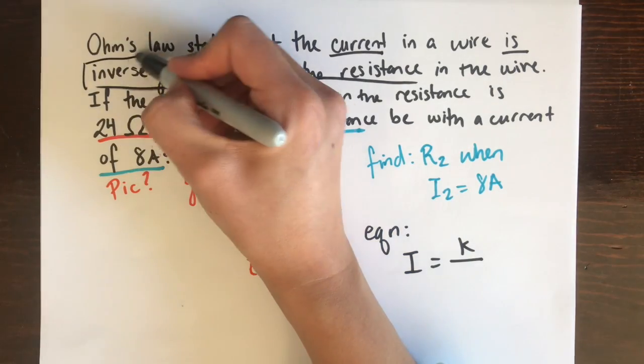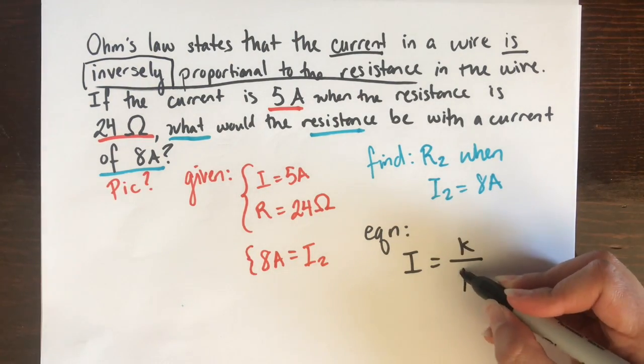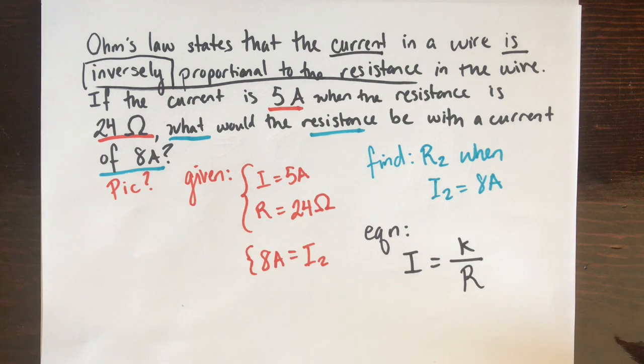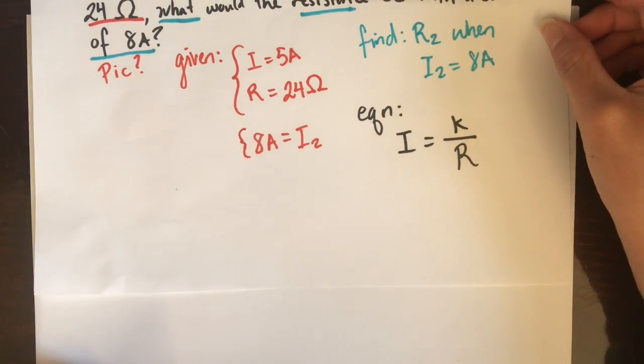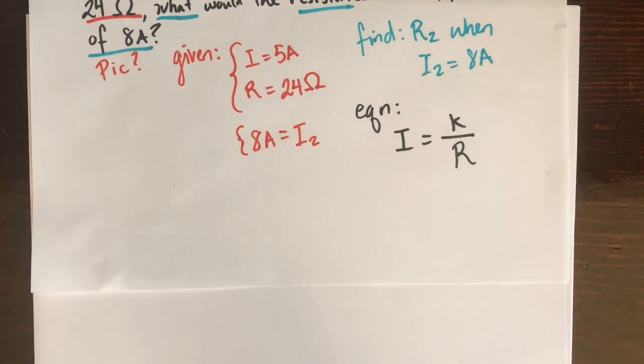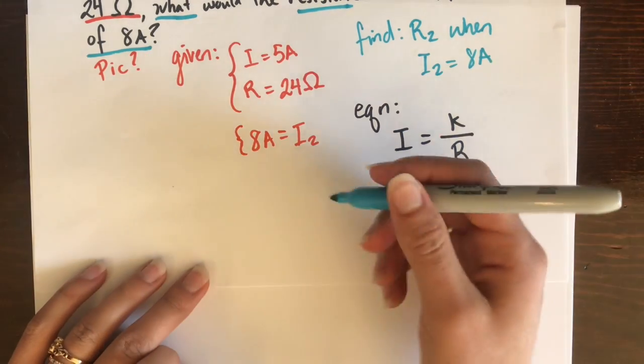So I'm always going to write I, right, that's the first thing, the current, is equal to K. And then I'm going to figure out the rest of it, right? I have that constant of proportion. Well, since they're inversely proportional, it's going to be I is equal to K over R, not K times R, that would be direct variation, but I is equal to K over R.